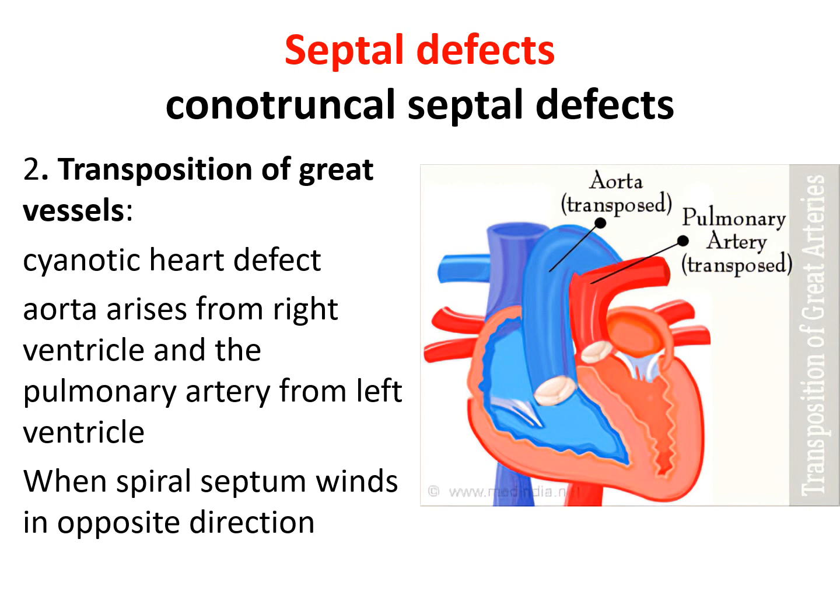Next type of defect which is seen is the transposition of great vessels. Transposition of great vessels is another cyanotic heart disease, meaning there is blue discoloration of the body because of the deoxygenated blood, even in aorta. So what will happen here? The spiral septum has wound to the opposite side, first of all.